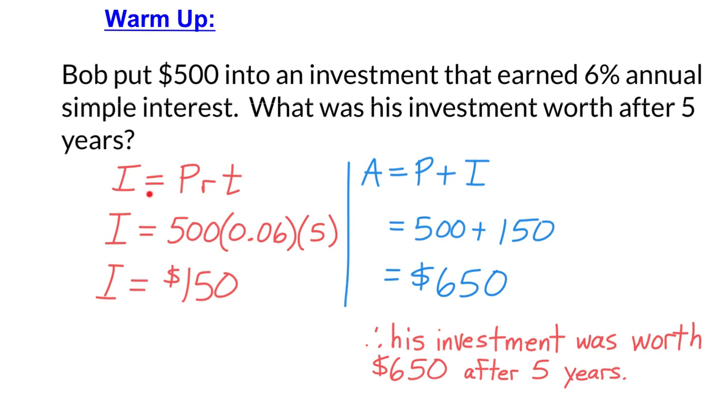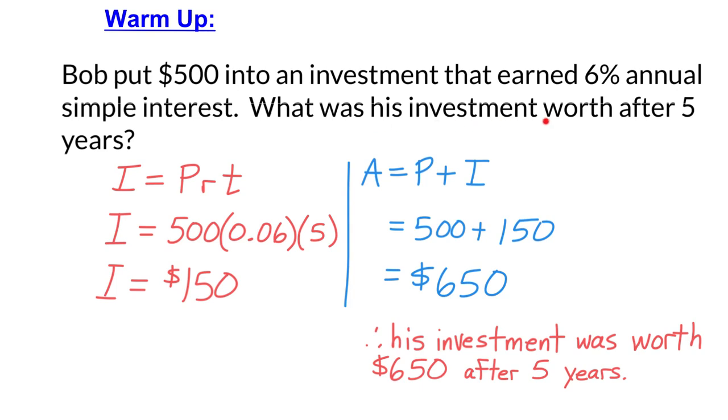I can use the simple interest formula. I equals PRT. The principal was $500. That's what he started with. The interest rate was 6%, and he left it in the investment for 5 years. 500 times 0.06 times 5 is 150. So that's how much interest he earned in the 5 years.